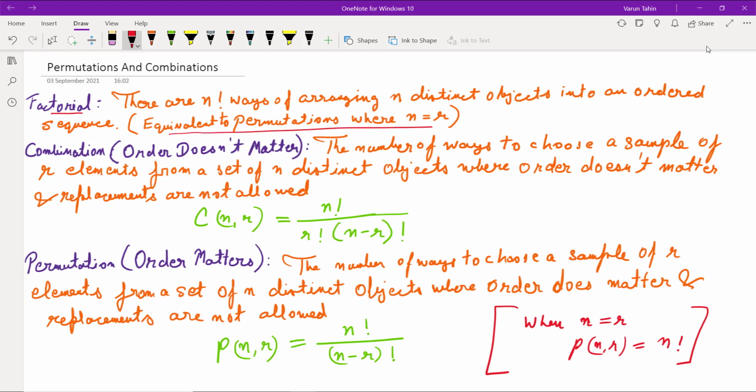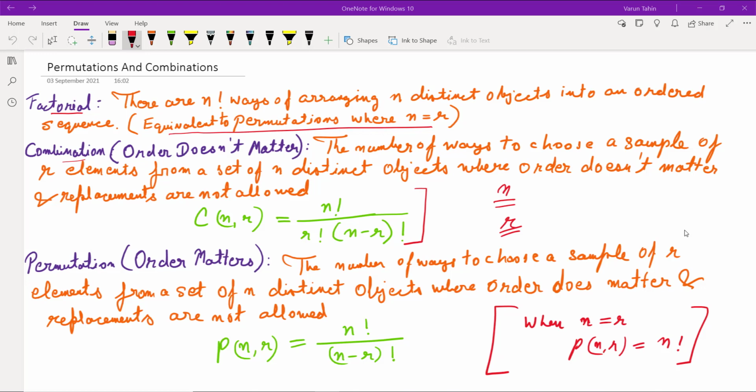Now combination refers to the number of ways to choose a sample of r elements from a set of n distinct objects where order does not matter and replacements are not allowed. So that means that we will apply combination when a problem says to choose a sample of r elements, or a sample of smaller elements from a set of larger objects, and the problem clearly says that the order does not matter and replacements are not allowed. So out of n different objects, we are choosing r samples and we calculate combinations via this formula, which is n factorial divided by r factorial into n minus r factorial.